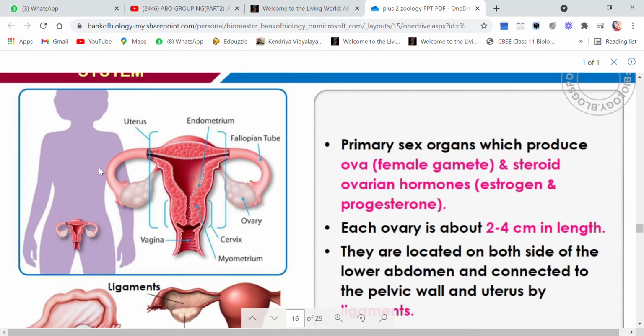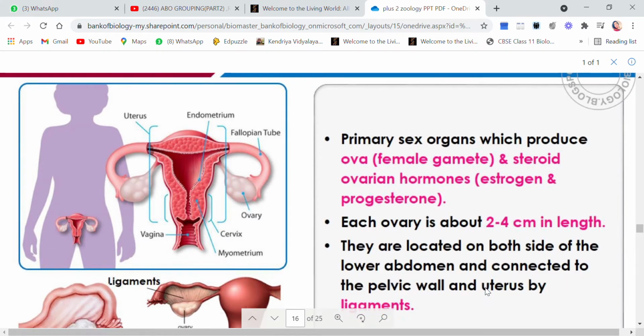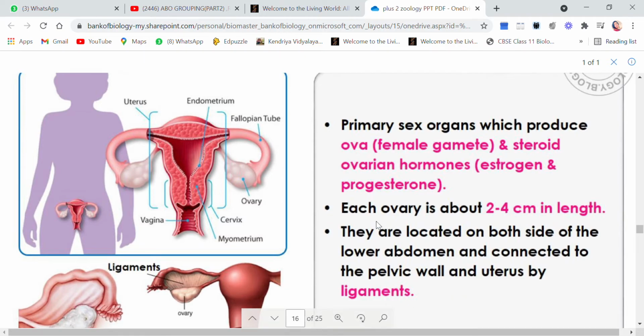You can see here, the lower abdomen on both the sides, and they are connected to the pelvic wall and uterus by ligaments. So you see, they are connected to the uterus wall by ligaments. They have enlarged this and shown it to you. So the ovaries are attached to the pelvic wall and the uterus by ligaments on both sides.